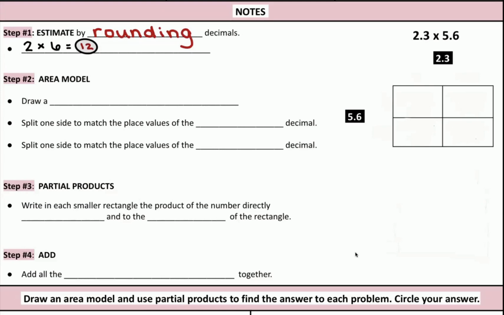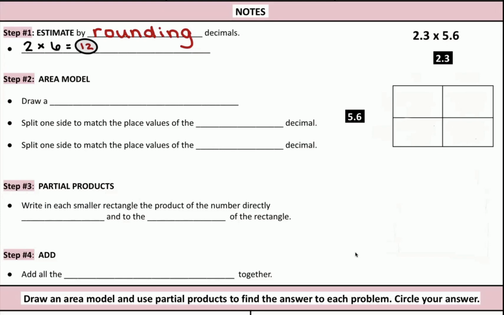This is a really helpful strategy to let us know once we're finished solving if we're on the right track. If we got an answer like 120, that would be a signal that we need to go back and check our work because our estimated answer 12 is way off from 120. All right, now let's dig into our area model.